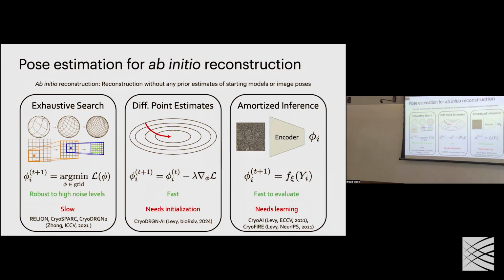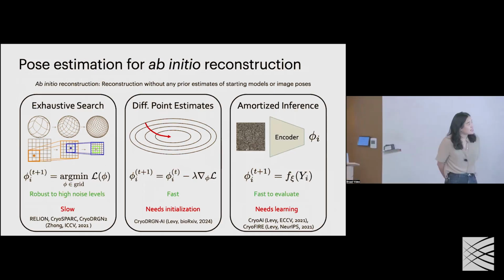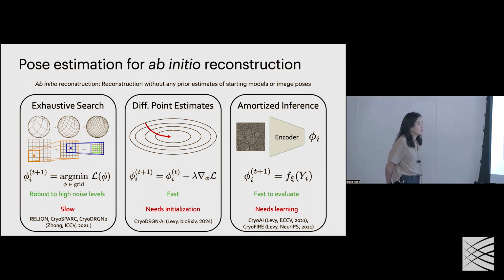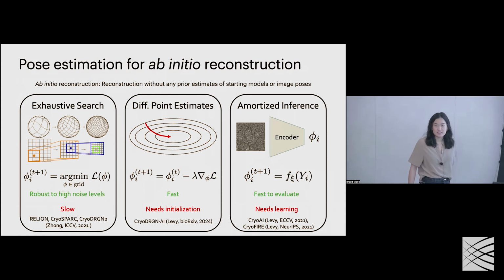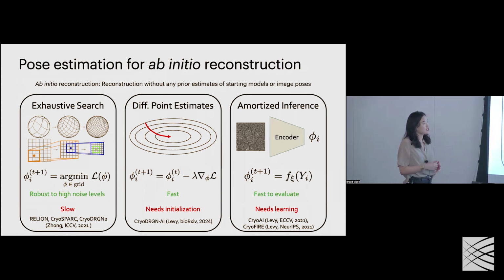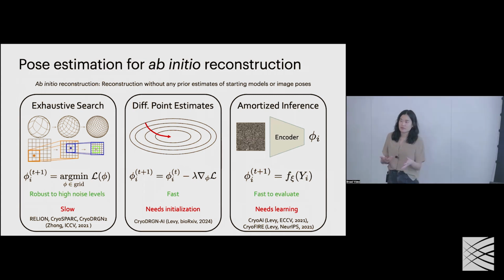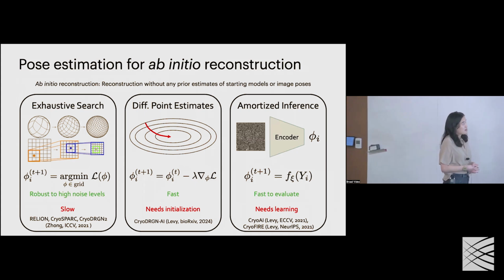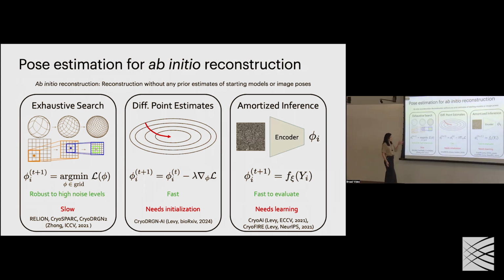I won't go into too much detail, but a lot of the research in the group so far has been exploring different ways of doing pose estimation. And this is a setting of cryo-EM called ab initio reconstruction, where we start reconstruction without any prior estimates of the poses. We've talked about exhaustive search, this hierarchical grid search, which is very robust to high noise levels because we're exhaustively enumerating the whole space and testing them all. It's very slow. So we're not doing 19 million slices, but we're doing thousands of slices.